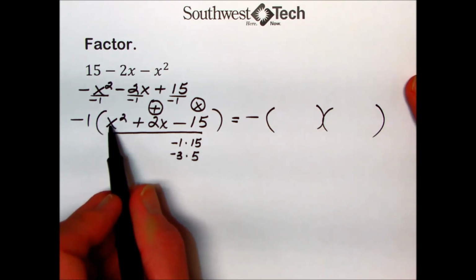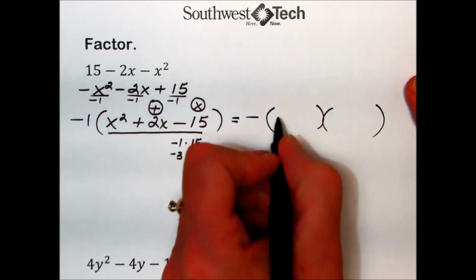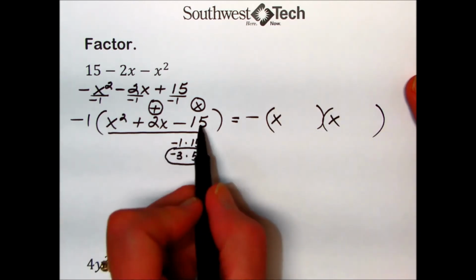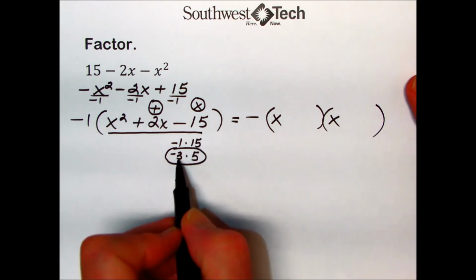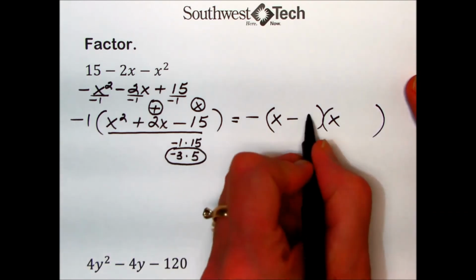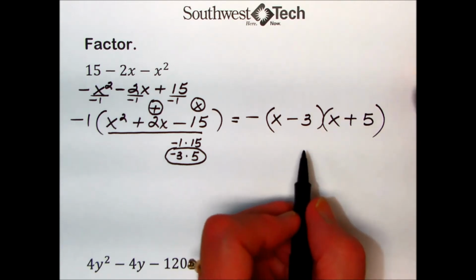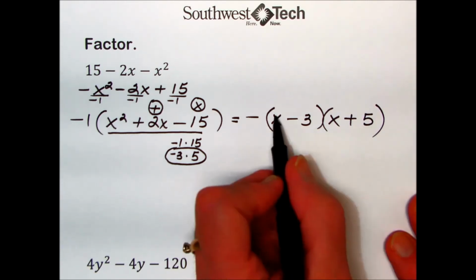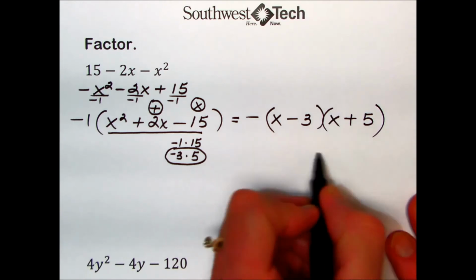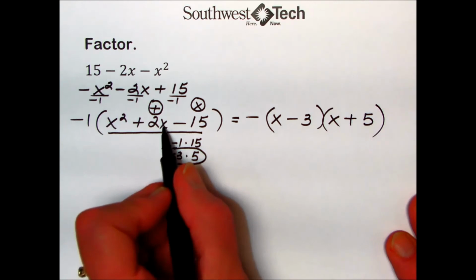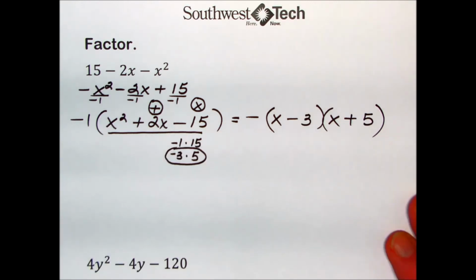X squared was the result of the first two terms multiplied together. That would have been an x and an x. And the pair that gives us the last term are these two factors: one is a -3, the other is 5. A quick check. Multiplying first terms, there's our x squared. Outside would give us a 5x. Inside a -3x adds up to be 2x, and of course the last terms.